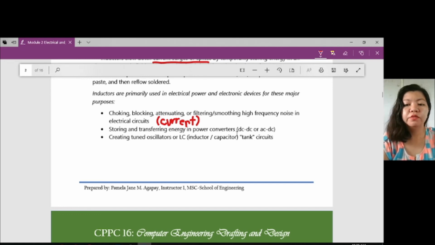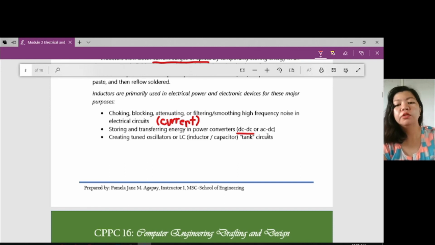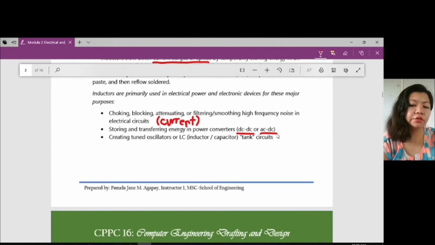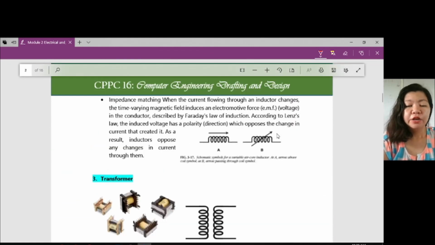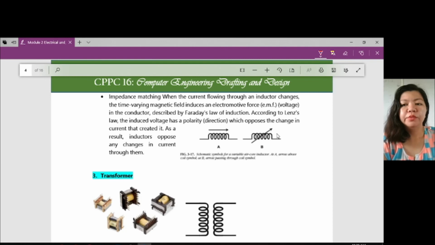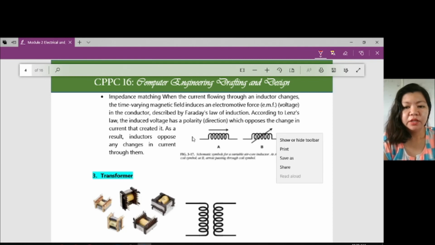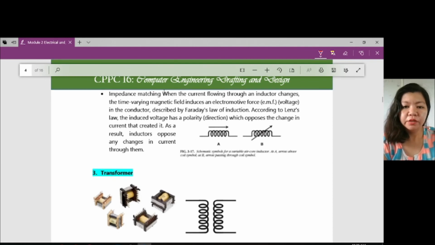So converter siya from DC to DC. Kung DC yung papasok sa kanya, DC pa rin yung output niya. Pero kung AC, so convert ito to DC. Or ima-manage niya or responsible siya to making it into DC. Now, impedance matching.